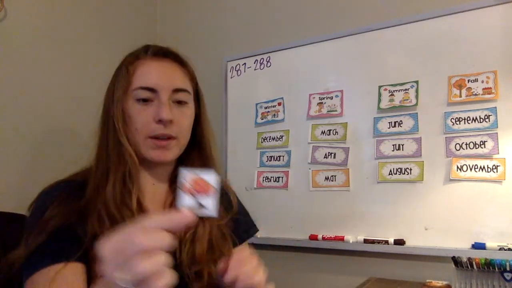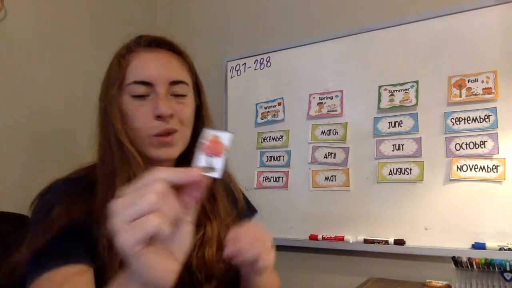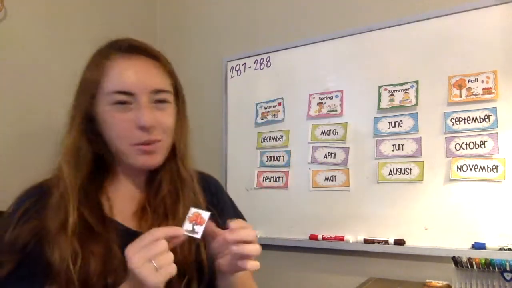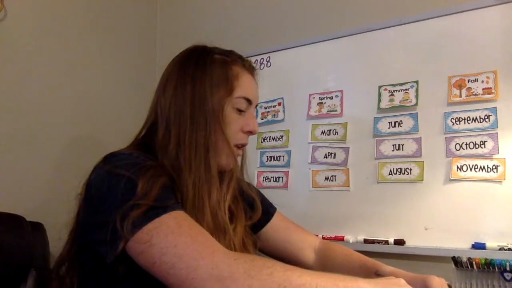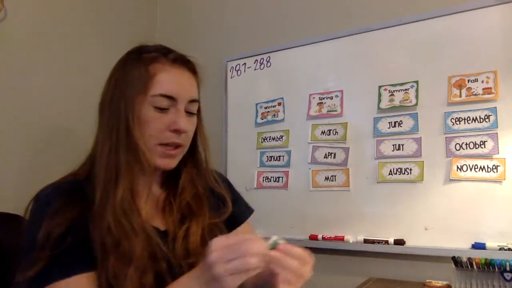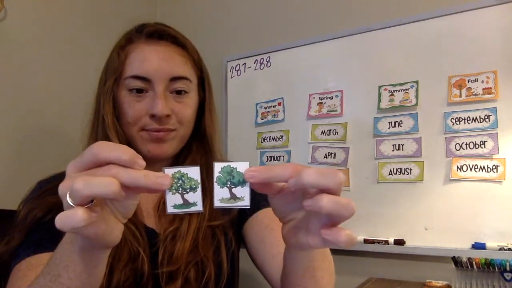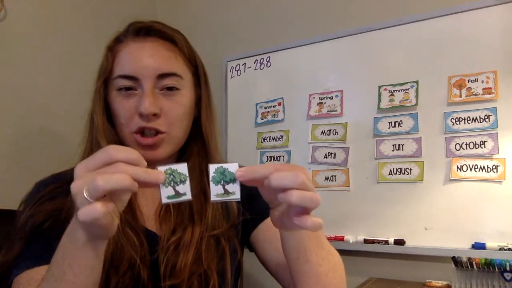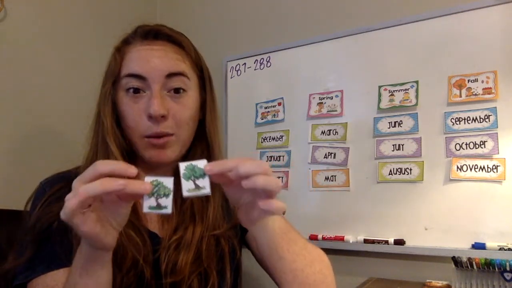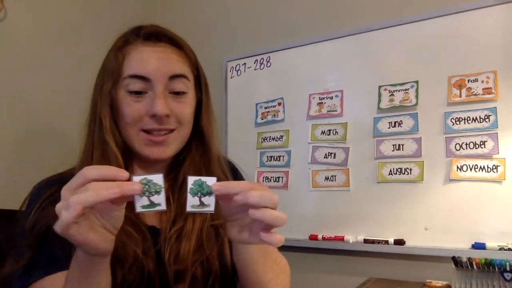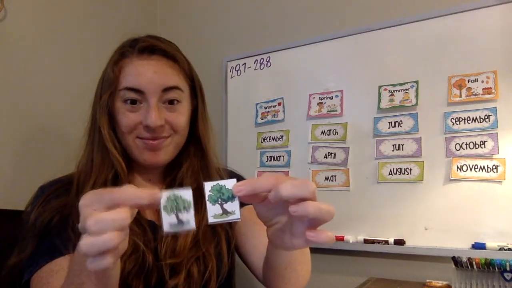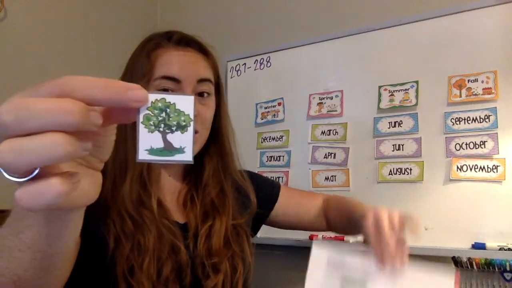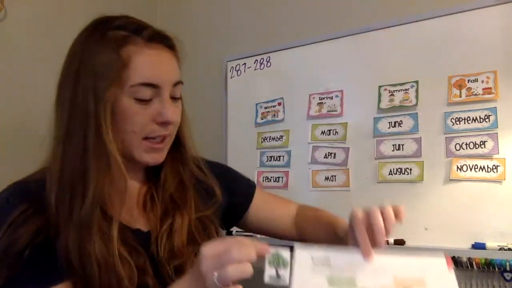What about this one? Well, I see some trees on the ground, so I don't think that one. Now, what about these two? Could we use either of these? We sure could. But which one shows that maybe there's flowers and some new growth in spring? I think this one. So we're going to tape or glue this tree next to spring.